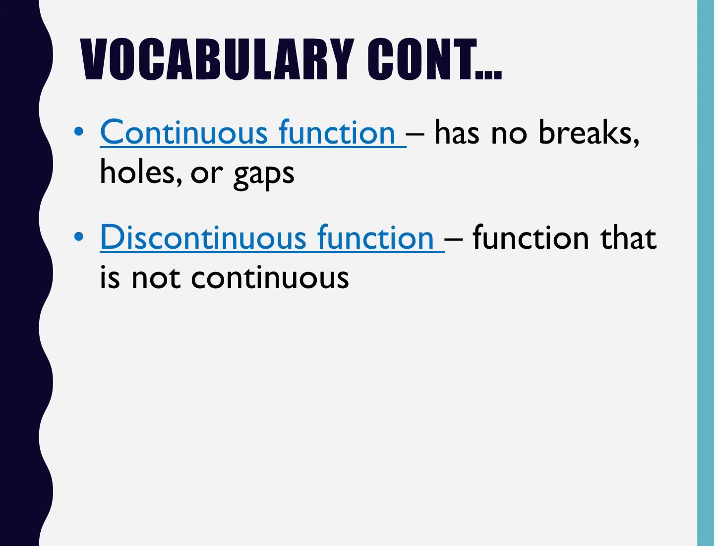Some other vocabulary words to talk about are the difference between a continuous function and a discontinuous function. Basically, a continuous function has no breaks. There are no holes, no gaps, no asymptotes at all. It's just a smooth function across your entire domain. A discontinuous function is one that is obviously not continuous, so you're going to see asymptotes, holes, and breaks in the graph. Piecewise graphs are great examples of discontinuous functions.